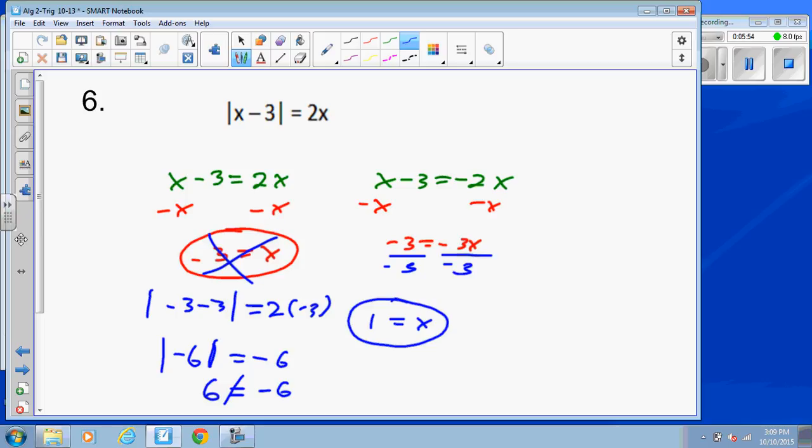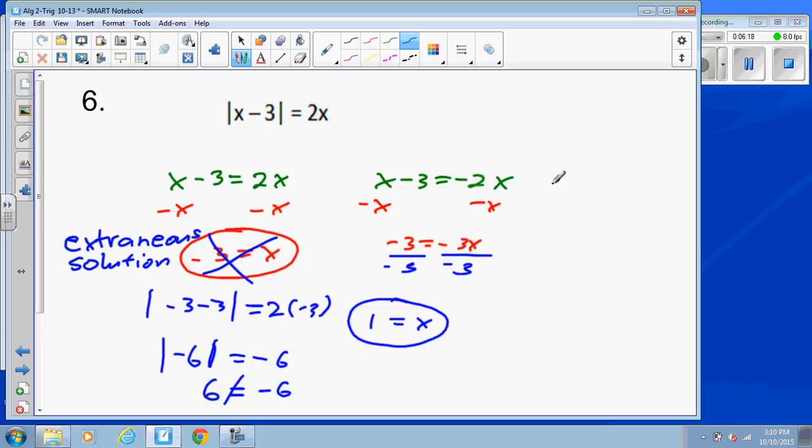There's a word for that. That's what we call an extraneous solution. An extraneous solution is a solution to the second part of the problem, basically. It's a solution to the modified equation that doesn't fit in the original equation.